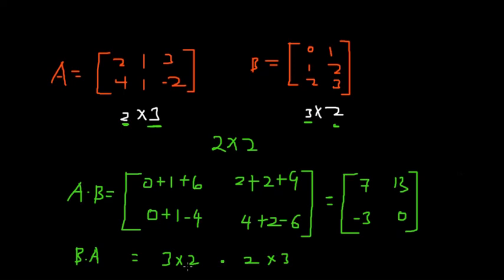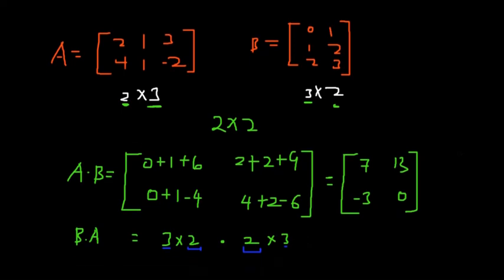Because the column of the first matrix is equal to the row of the second matrix, and then you will end up with a 3 by 3 matrix, okay? So you can go ahead and solve for that. You arrive at a specific answer, okay?